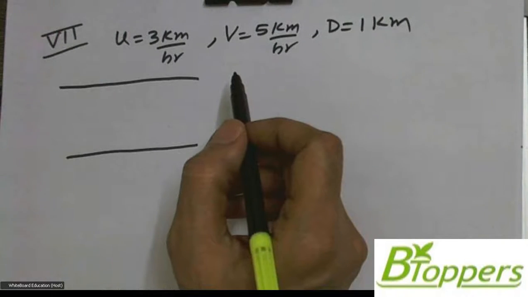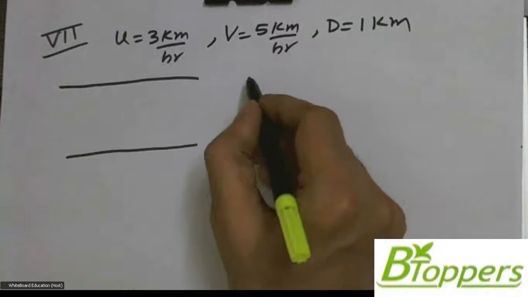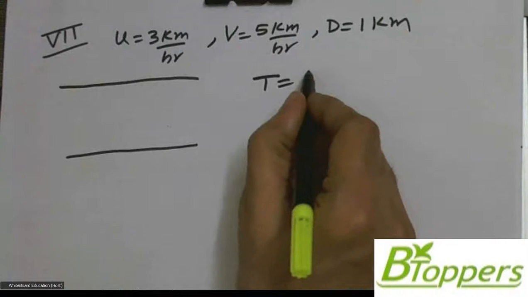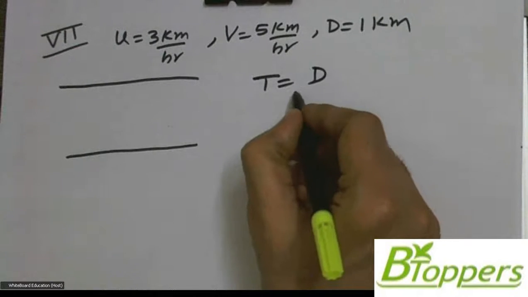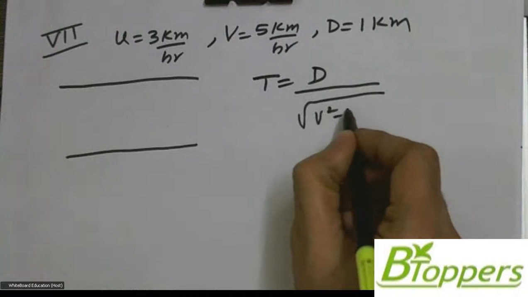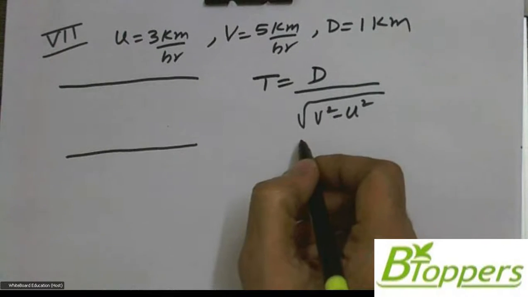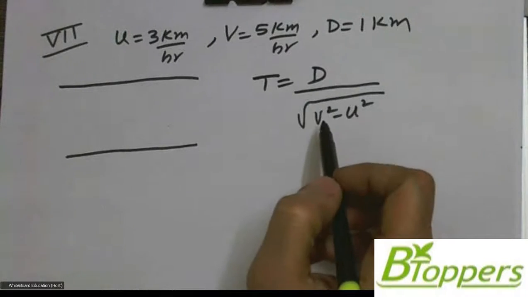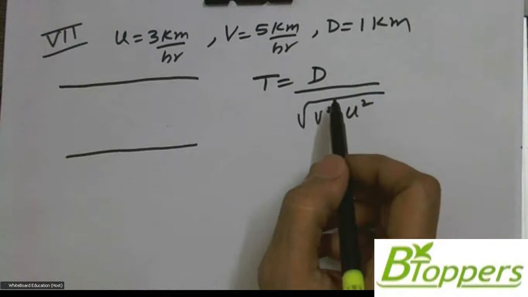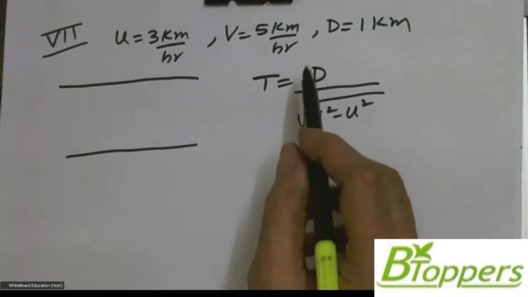That is the time taken by the boat to cross the river along the minimum distance path is given by T equal D by root of V square minus U square. You can directly use this conclusion in multiple choice questions in competitive examinations.